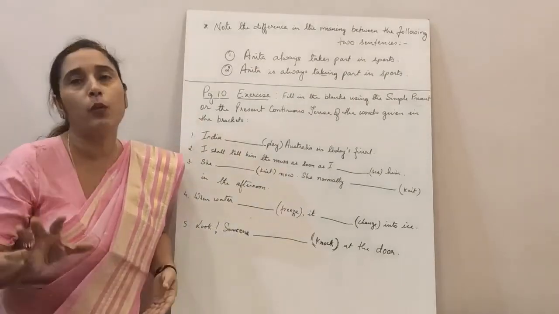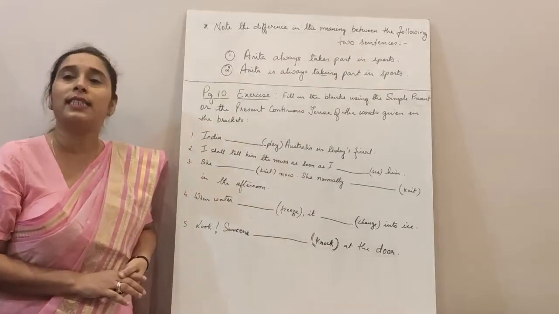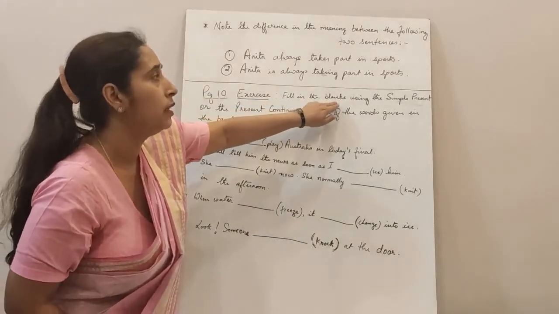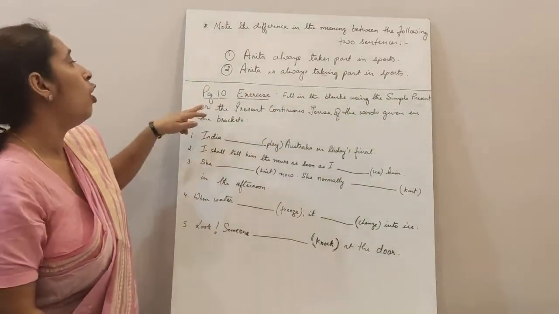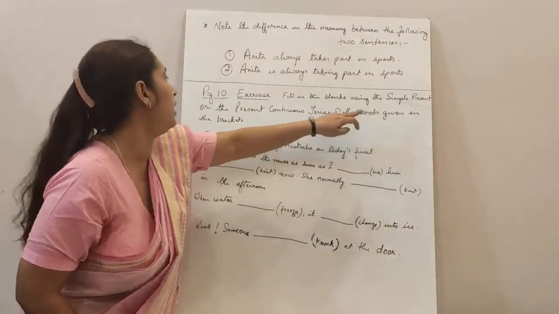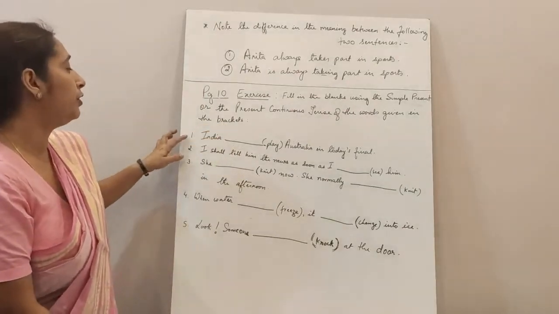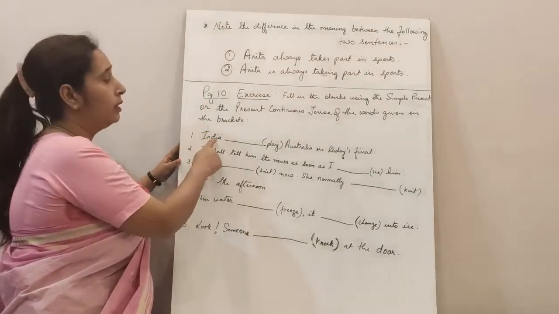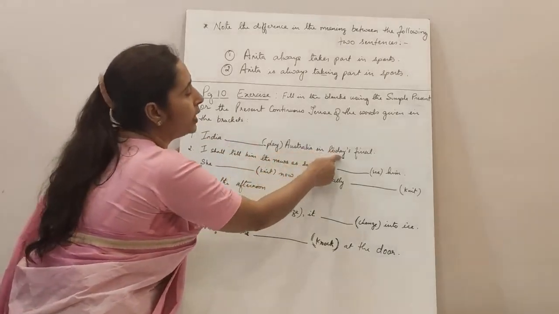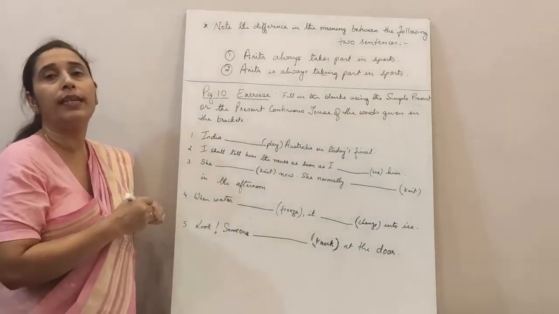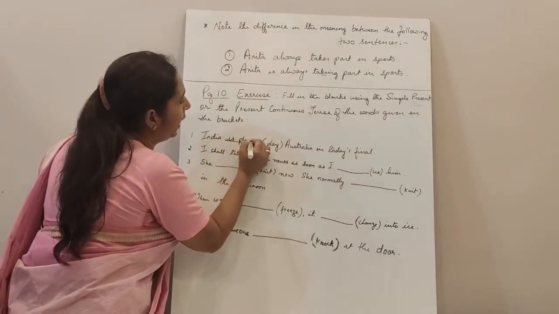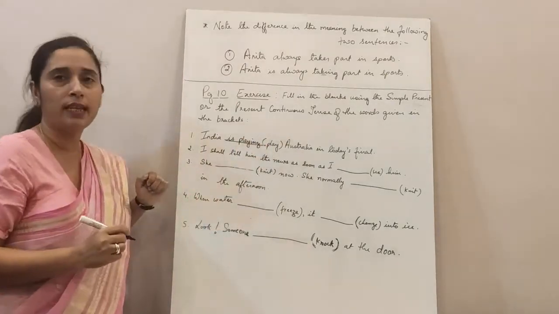Now, I will do 5 questions from your Total English book, the exercise on page number 10. Fill in the blanks using the simple present or the present continuous tense of the words given in the brackets. Now, the first question. India dash, in the bracket play is written, Australia in today's final. So, what will you write in the blank? Is playing. Yes? Next.